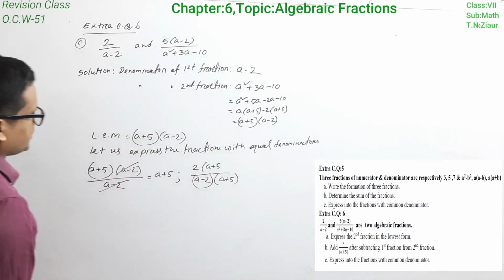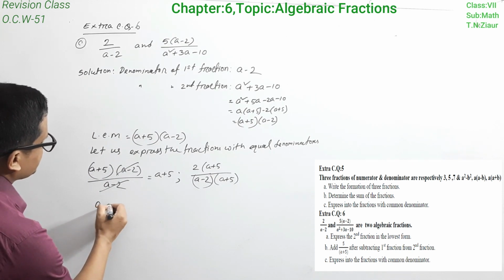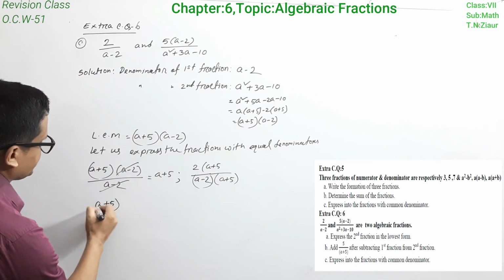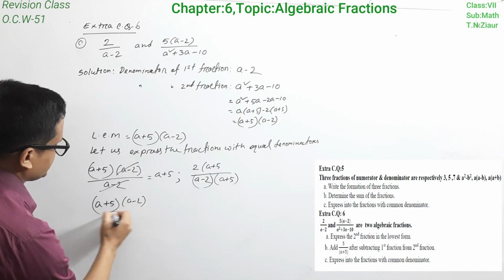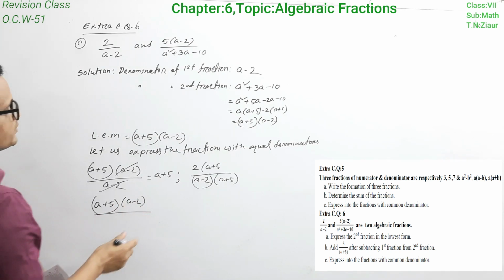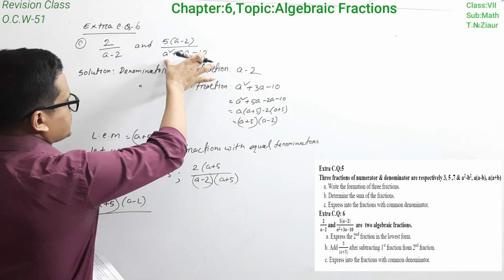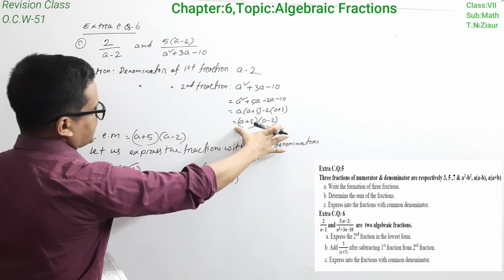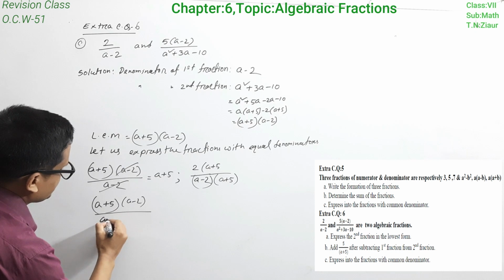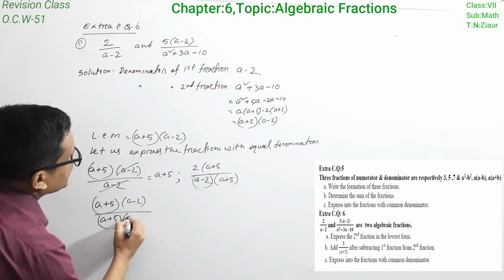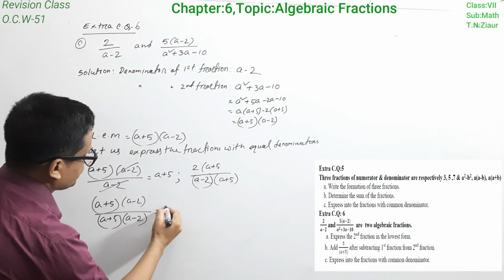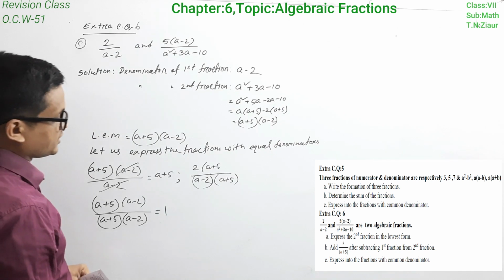Okay, the second one is the same way: a plus 5 into a minus 2 divided by the denominator of this one. It is easy to divide by the factors. So a plus 5 and a minus 2; if I divide, it will be 1, right? Because both are the same here.